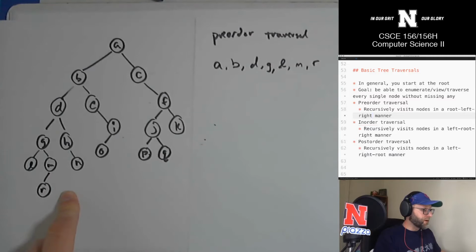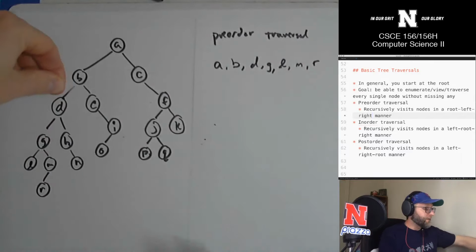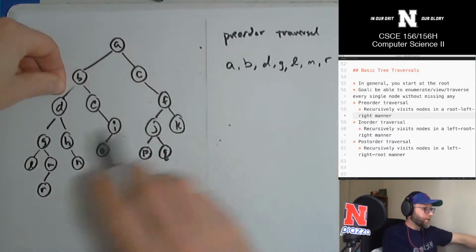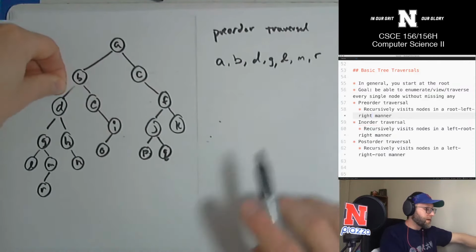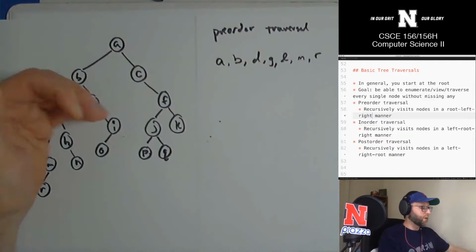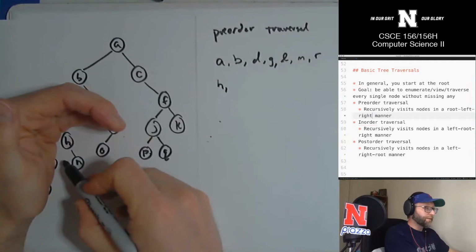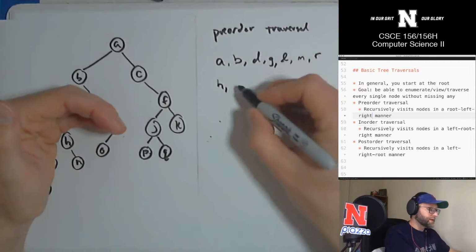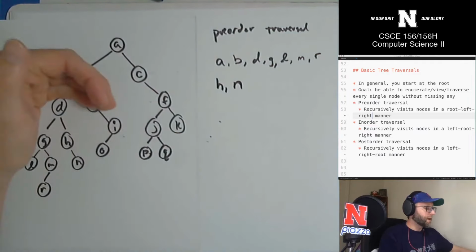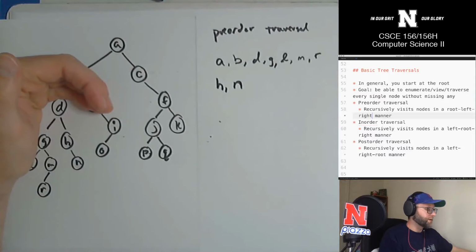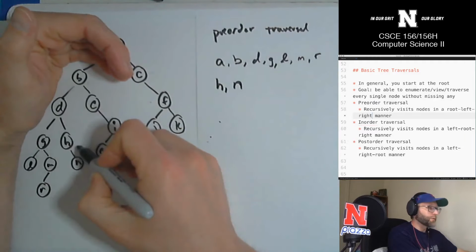There is no right child to process, so I return, return, return. Right? Now at D, I've already processed D. I've already processed its entire left subtree, G, L, M, and R. So what I need to do now is take care of its right subtree. I go down to its right subtree. I process H. There is no left node to process, so I process its right node, N. This is H and N. And then I come back up and I return to where I was. I return again because I've done the node, its left subtree, and its right subtree.